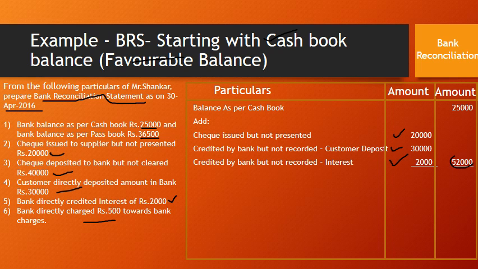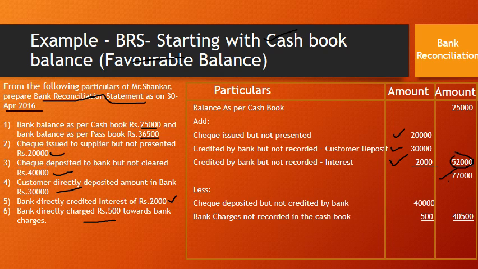Add 52,000 to 25,000, so that we get a total balance of 77,000. And out of this, we need to deduct check deposited but not credited by bank, 40,000, and bank charges not recorded in the cash book, 500. So we are deducting 40,500, and then we get the balance as per passbook and bank statement.